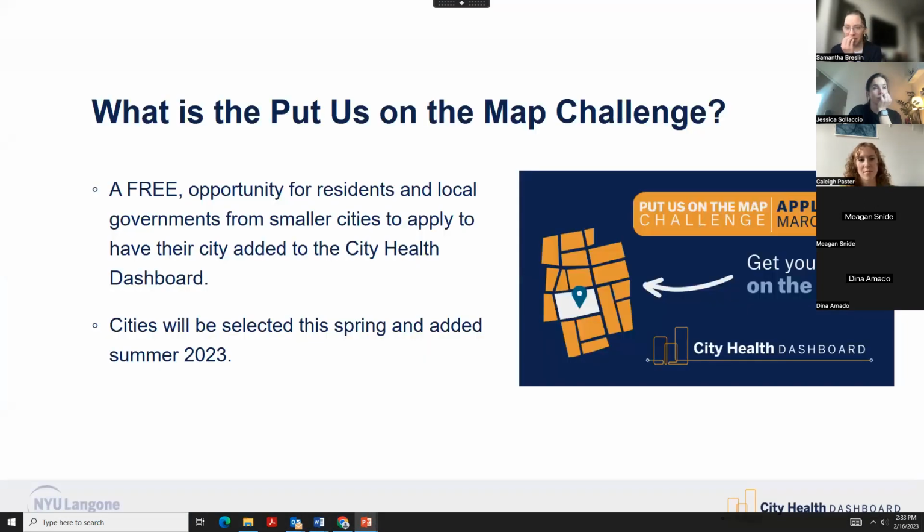So what is the Put Us on the Map challenge? It's a free opportunity, like I said before, for residents, local governments, nonprofits, what have you, to apply from smaller places to get their city added to the dashboard. We plan to announce those cities in the next, usually, I think last year we announced it in April. So we plan to follow that same cadence. We'll announce the cities this spring to then be added to the dashboard in summer 2023.